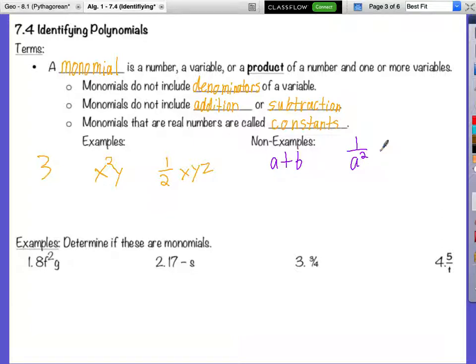Why is this one not a monomial? Being divided by a variable. We can't have denominators of variables. Being divided by a variable. That was one of our rules we had. So those are 2 non-examples.